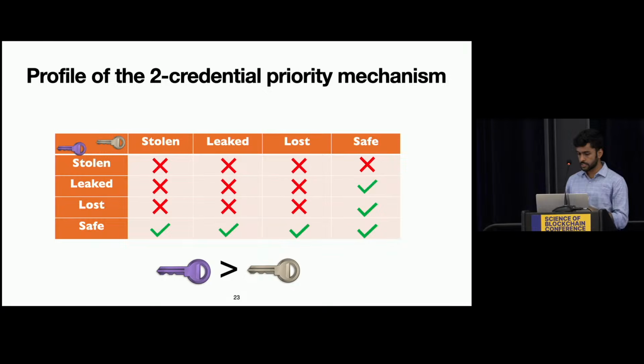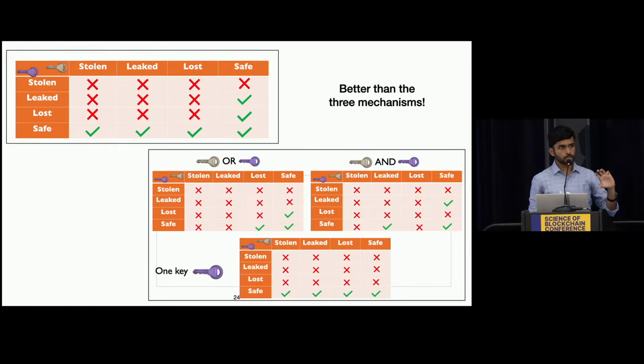That leads us to this profile where we have basically 6 scenarios in the profile of the priority mechanism. You can visually notice that the priority mechanism has a better profile, and I use the term better in the sense that it is more secure than the 3 simple mechanisms that we know of, like the OR mechanism, the AND mechanism, and the one key mechanism. So this priority mechanism turns out to be more secure than these 3 simple non-interactive mechanisms.